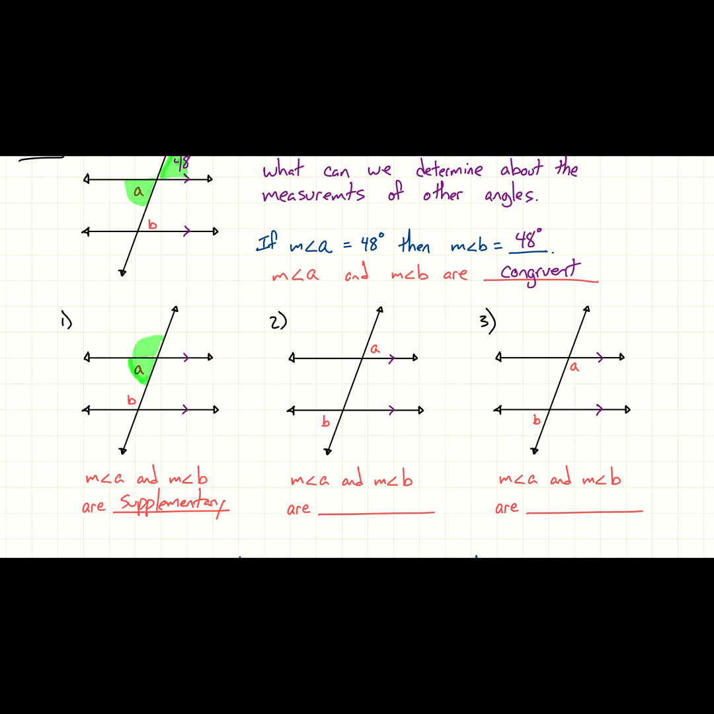So these two angles are supplementary, meaning they add up to 180 degrees. Now the second one, this A and B are pretty far apart from each other. So they kind of look like they're on opposite ends.